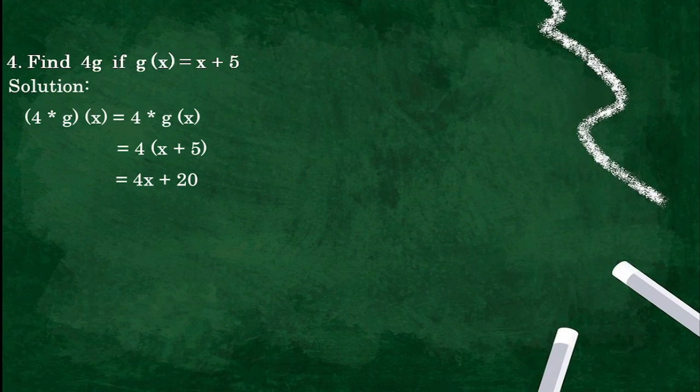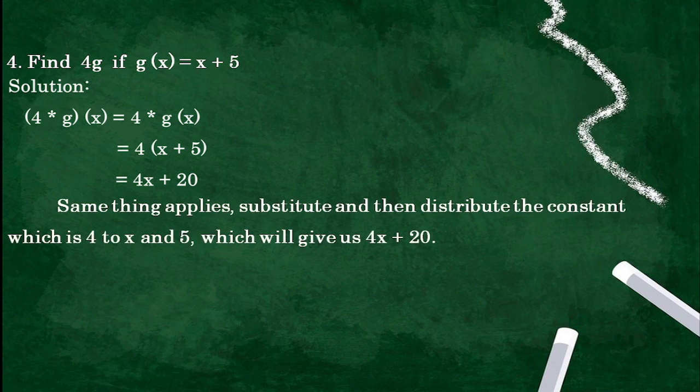Number 4. Find 4g if g of x equals x plus 5. Same thing applies. Substitute and then distribute the constant, which is 4, to x and 5, which will give us 4x plus 20.